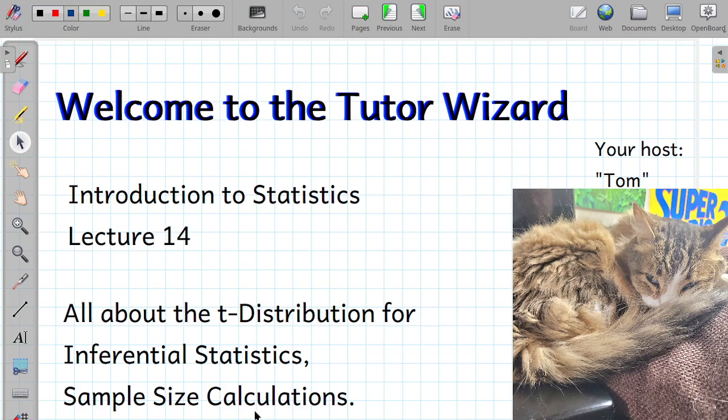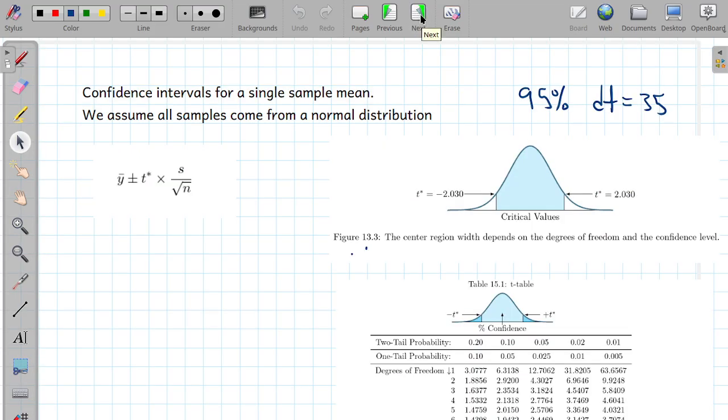Let's go to the next page, because there's a lot of pages. Oh, there are a lot of pages today. So we're going to start off with confidence intervals for a single sample mean. We're going to assume all samples today come from a normal distribution just to keep things nice and compact.